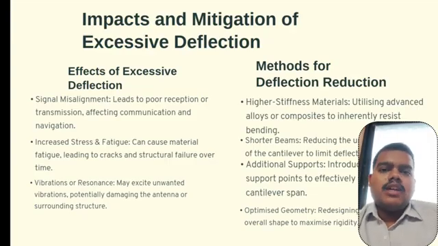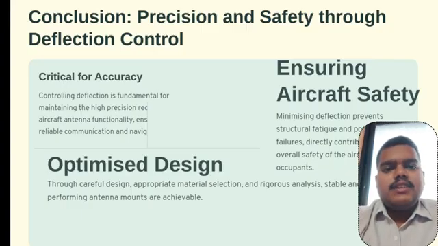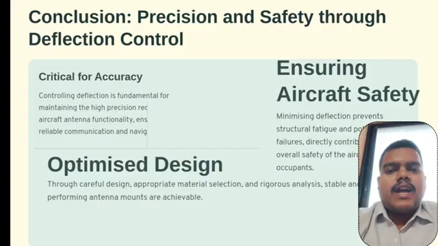And conclusion. To conclude, controlling deflection in aircraft antenna mounts is essential for accuracy, reliability, and safety. By selecting the right materials, design, and correct geometry, and analyzing the loads properly, engineers can ensure that antennas stay stable throughout the flight. This combination of design and material choice allows for high performance and reliable communication systems in modern aircraft.